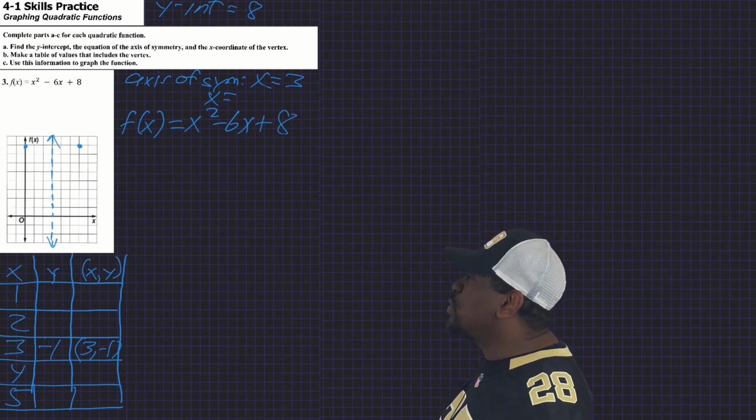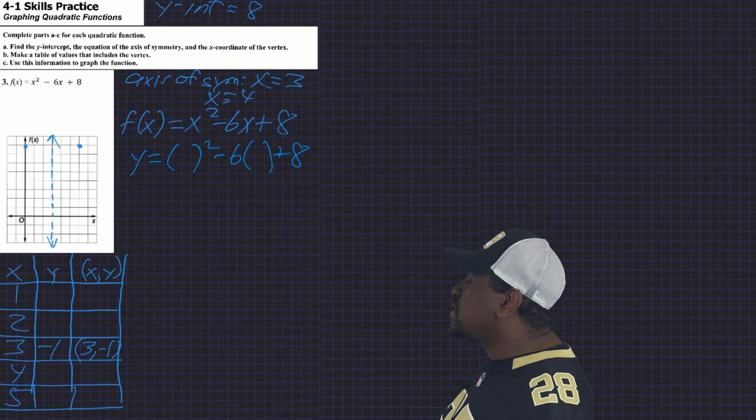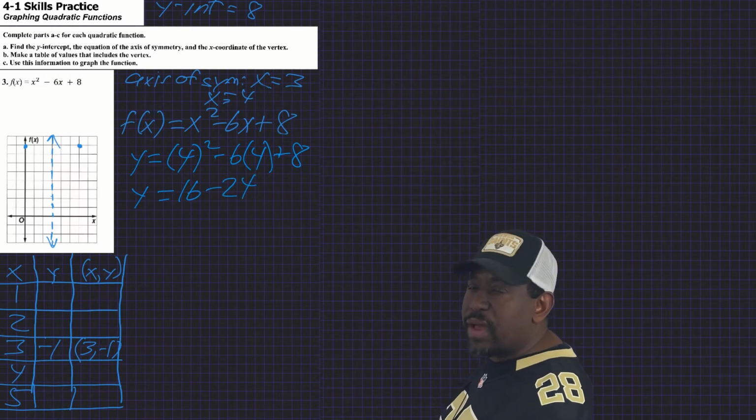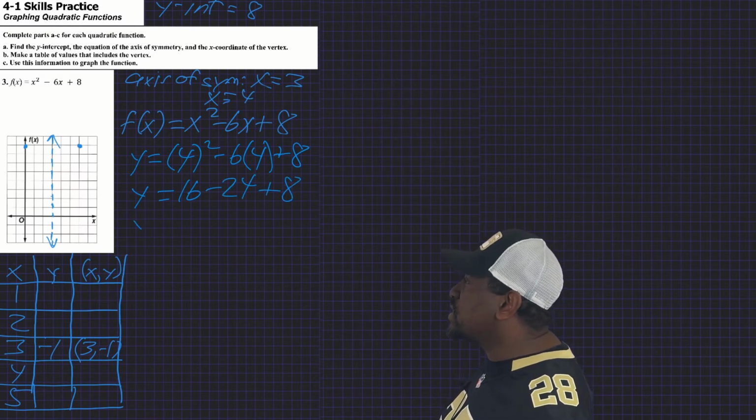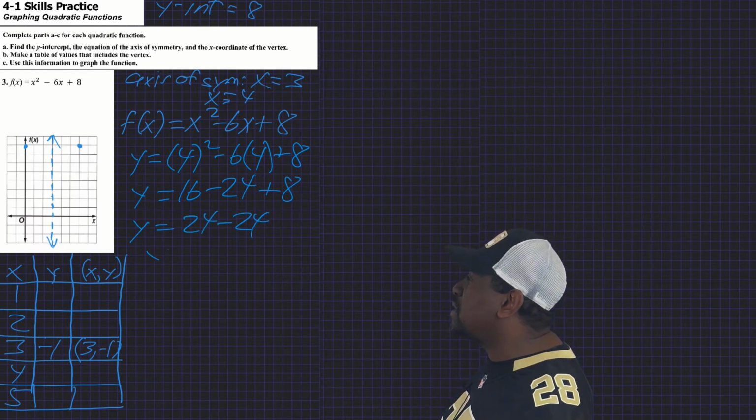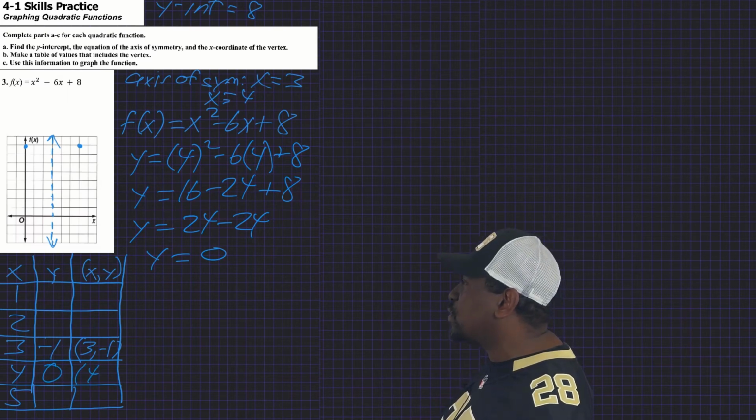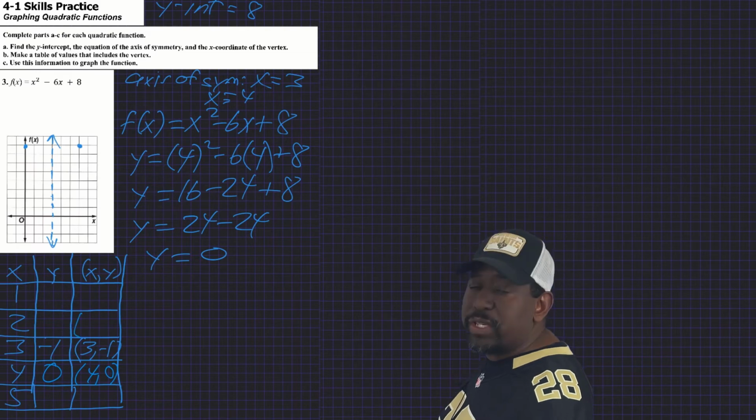So at this point, we will set x equal to 4, and for each value of x, we will substitute the value of 4. So instead of saying x squared, we'll put 4 squared. Instead of saying -6 times x, we will say -6 times 4, and then we will calculate using the order of operation rules. 4 squared is 16, -6 times 4 is -24. We combine the like terms. 16 plus 8 is 24. We bring down the -24, and so our y value will be equal to 0.